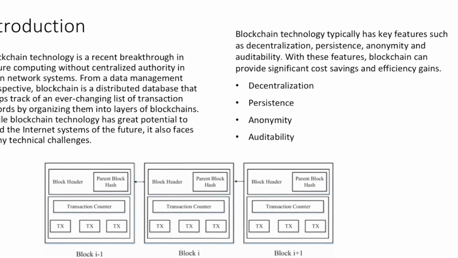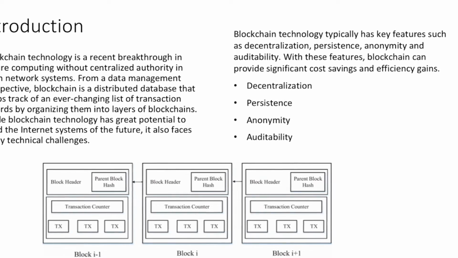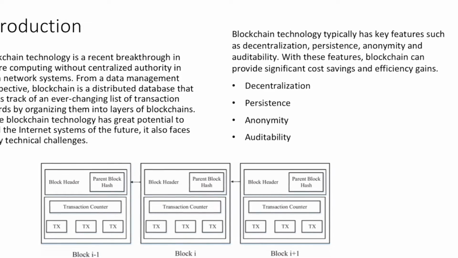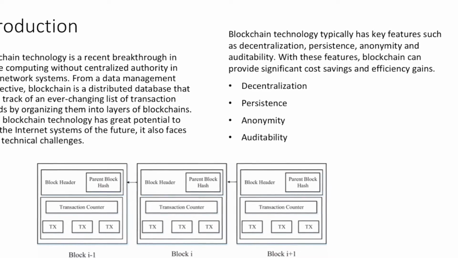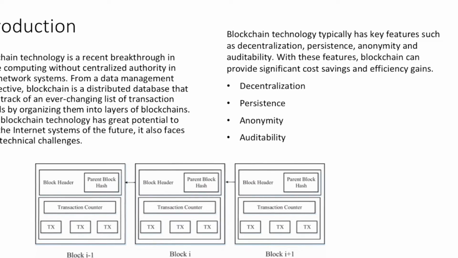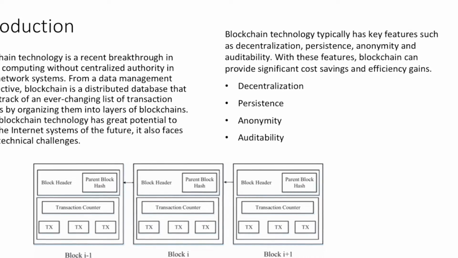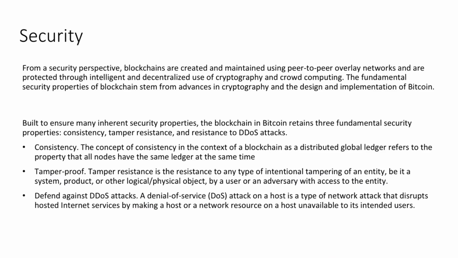Blockchain technology has key features such as decentralization, persistence, anonymity, and adaptability. With these features, blockchain can provide significant cost savings and efficiency gains. From a security perspective, blockchains are created and maintained using a peer-to-peer online network and are protected by intelligent and decentralized use of cryptography and cloud computing.